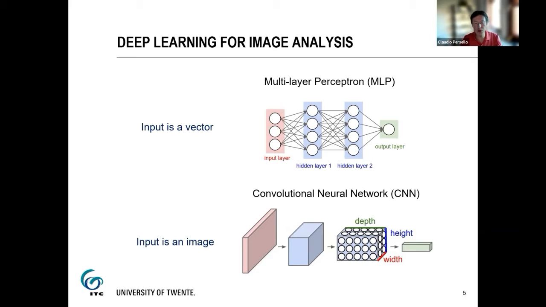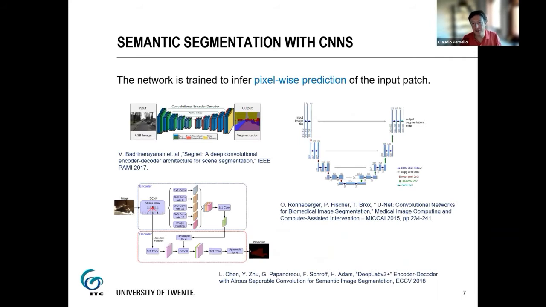Right now, when we talk about image analysis, one of the most common tasks is semantic segmentation. That means we would like to associate to every pixel in an image a semantic label. Okay, so that is called semantic segmentation according to computer vision literature.